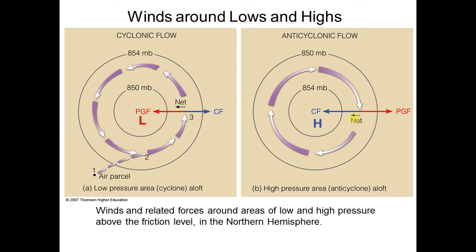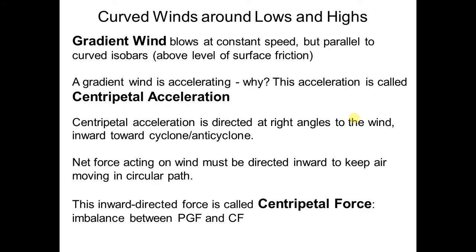So, here's a review of some of these key concepts and some important terminology for winds that blow around lows and highs above the level of the friction. So a gradient wind is one that blows at a constant speed but parallel to curved isobars above the level of surface friction. And you may be wondering, how high does the friction extend above the surface? It depends, but generally it's on the order of a few thousand feet.